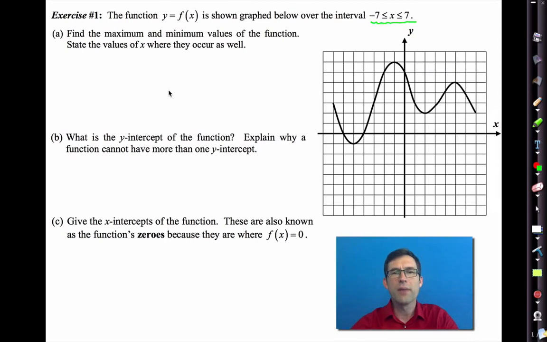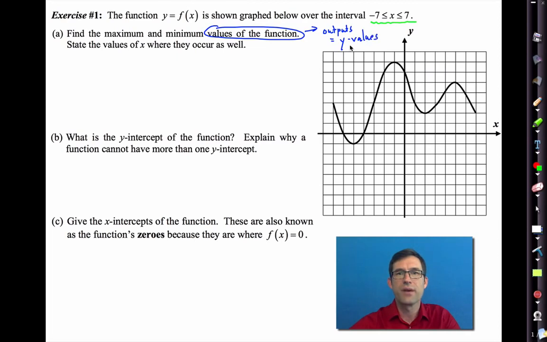We've talked about maximum and minimum values of functions, so what I'd like you to do is pause the video right now and see if you can figure out the maximum and the minimum values of the function. All right, let's go through them. Remember, every time we talk about values of the function, what we're talking about is outputs, which are the same as the y values. So the maximum y value occurs right up here, and the minimum y value occurs right down here.